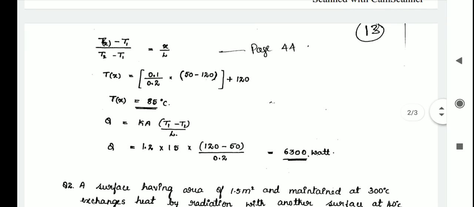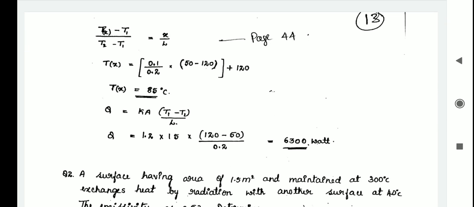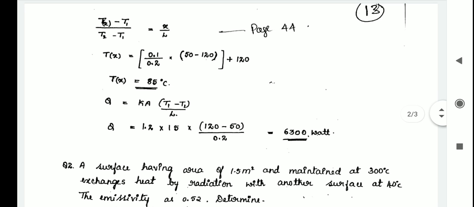The next part of the problem is to find the rate of heat conduction, q. The formula for conduction is Q equals K A into (T1 minus T2) divided by L. So Q becomes 1.2 into area 15, into the bracket T1 is 120 and T2 is 50, divided by length 0.2. So you will get 6300 watts. This is the first problem of the conduction unit.